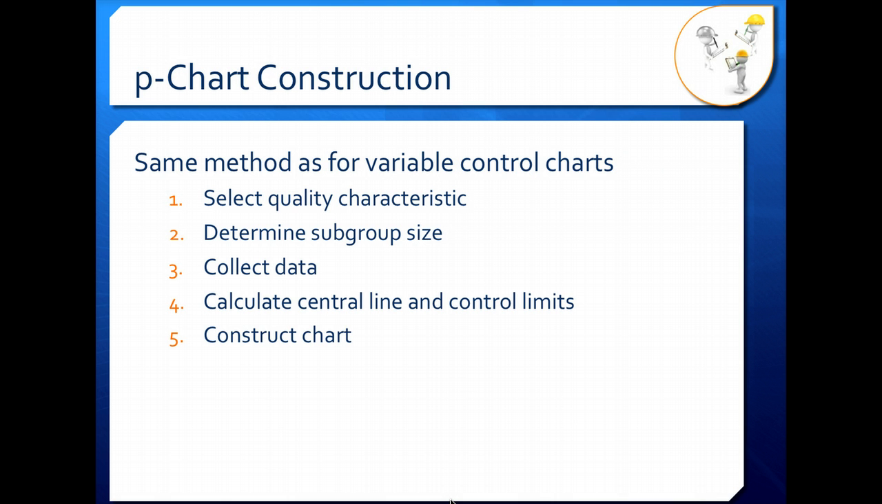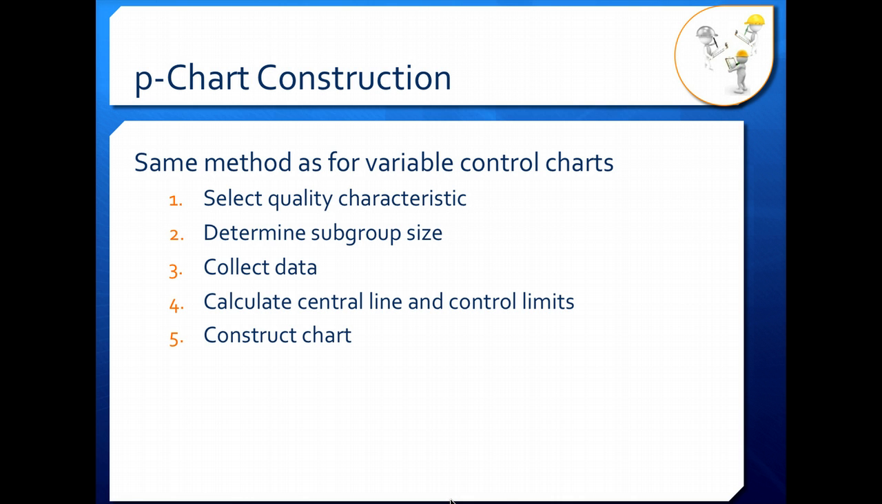P-charts are put together using the same method as for variable control charts. The first thing you want to do is select your quality characteristics. Now you can have one or more quality characteristics posted to a P-chart. So you can pick, for example, the number of bruises on the apple and discoloration, or just look at the number of bruises.